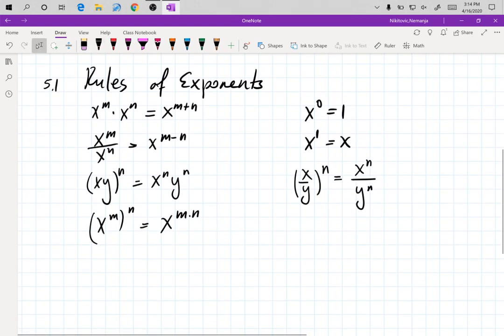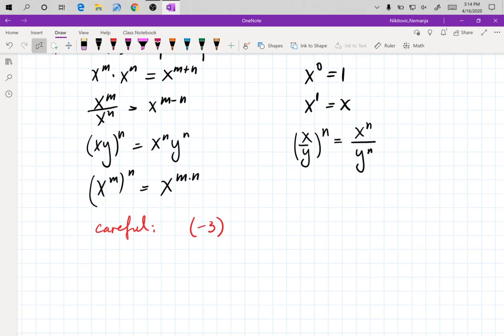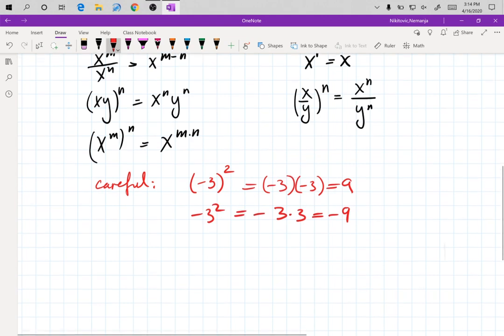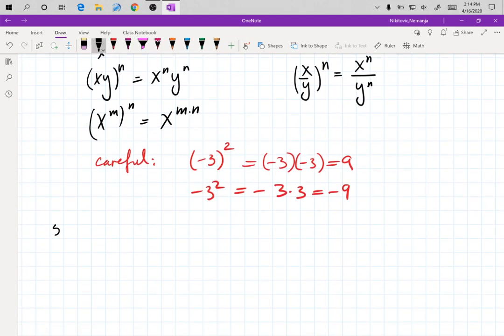And in general, be careful with negative 3. Negative 3, quantity squared, is negative 3 times negative 3 equals positive 9, and negative 3 squared without parentheses is negative of 3 times 3, which is negative 9. The parentheses are not there for decoration. You have to be very careful with that stuff. Then 5.2, addition and subtraction of polynomials.